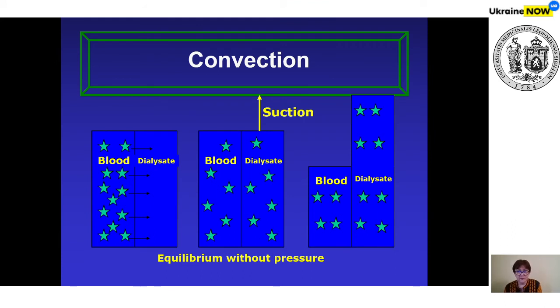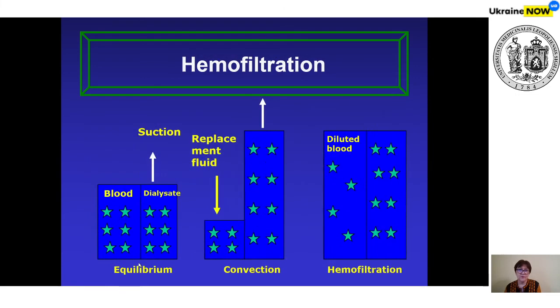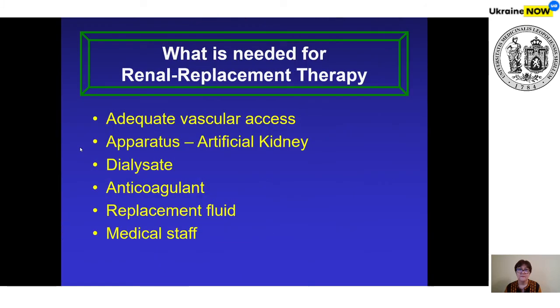And applying suction to dialysate fluid, we can provide a convection process. It increases the effectiveness of cleansing toxic substances. And in such cases, the patient can develop hypovolemia, so replacement fluid can be used for restoring circulating blood volume.